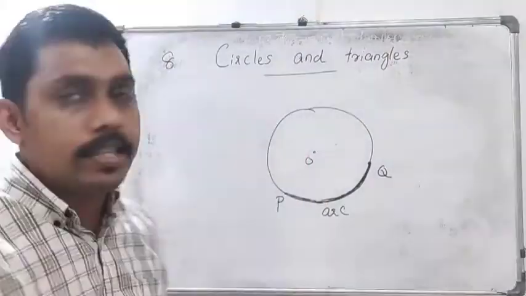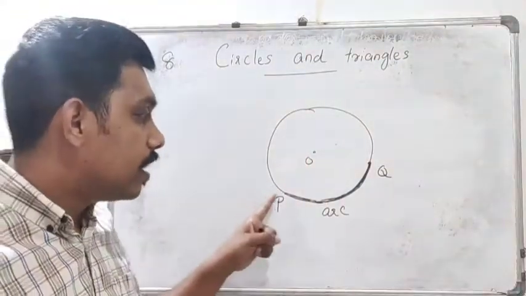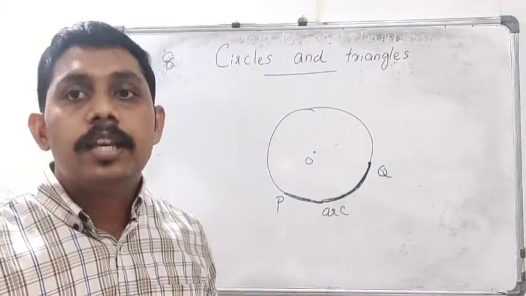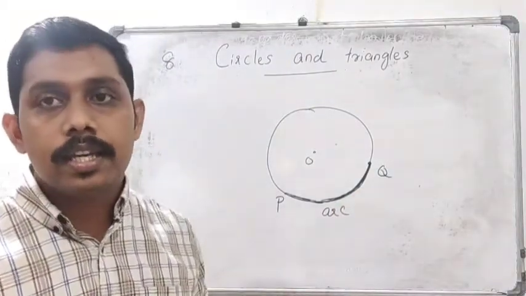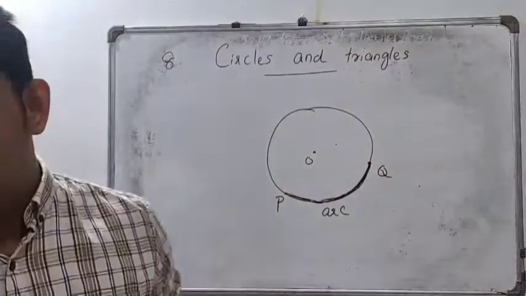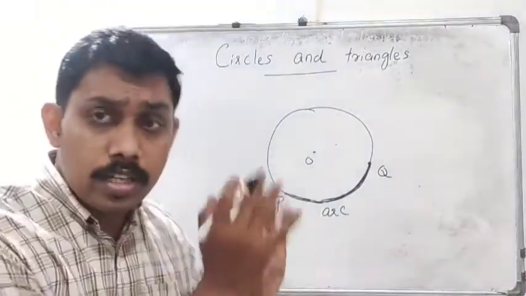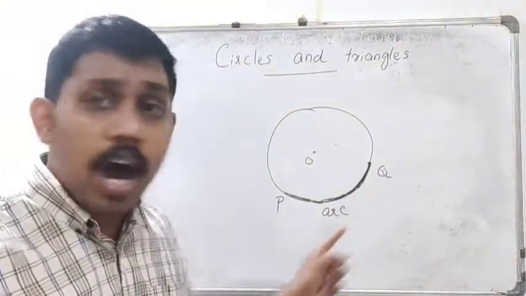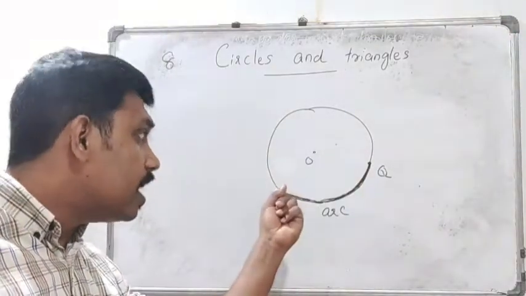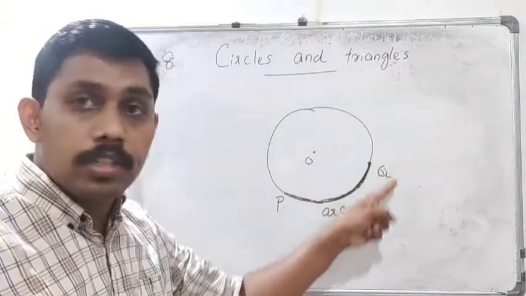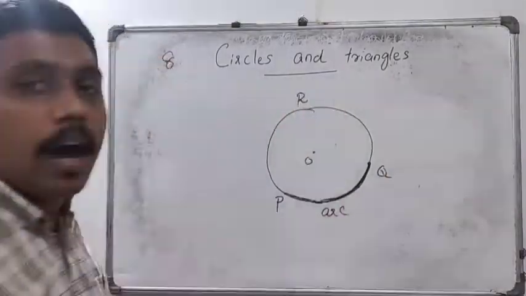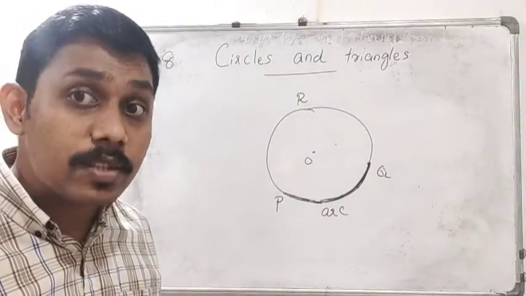O is the center of the circle, and there is a curved path. The curved path PQ, we can take that PQ is the arc of this circle. It is a part of the circle, or a portion of the circle with center O. PQ is also an arc. And now I just take a point R here. Now I can take so many arcs.